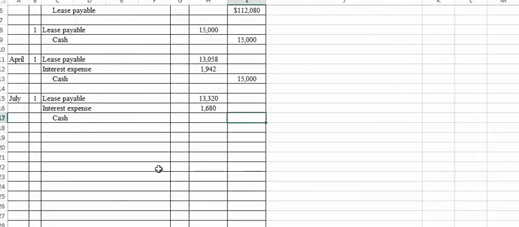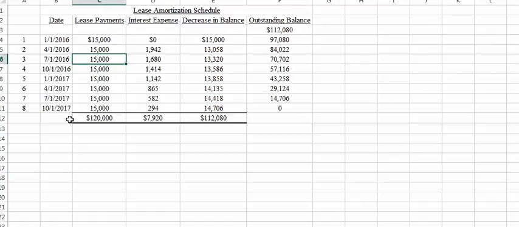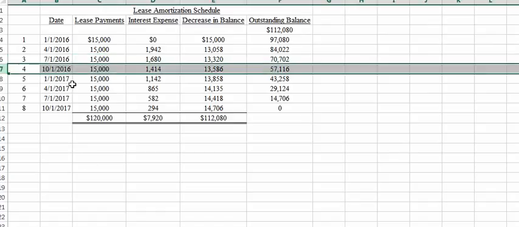But just as a check, let's add those two together, and yes, it comes back to the $15,000. See, it's fairly simple once you get the amortization schedule made out. Okay, next, we'll just come down a row. We're taking care of the October 1st lease payment.